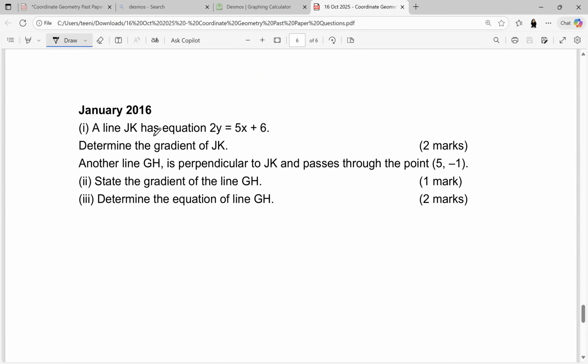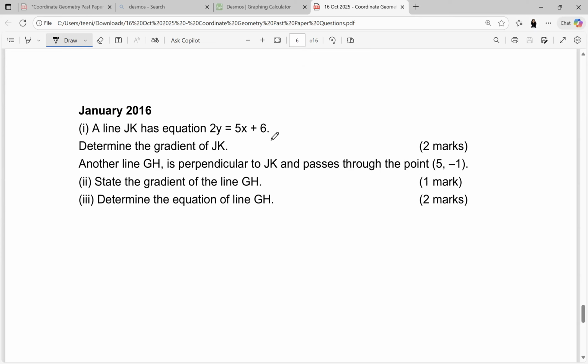Look at this one that you'll do for homework. A line JK has equation 2y is equal to 5x plus 6. Determine the gradient of JK. So you have to write that in the form y is equal to mx plus c. And then once you do that, you could now work out the second part that says another line GH is perpendicular to JK and passes through the point (5, -1).